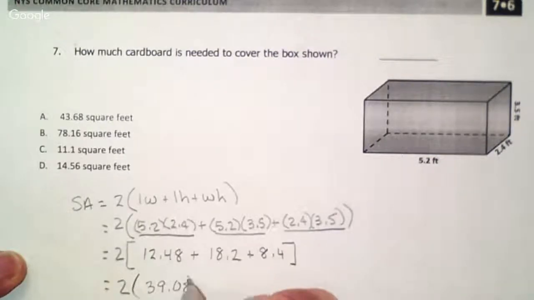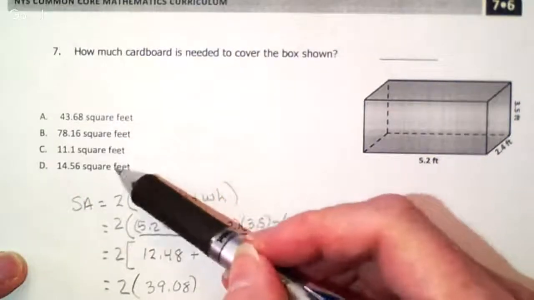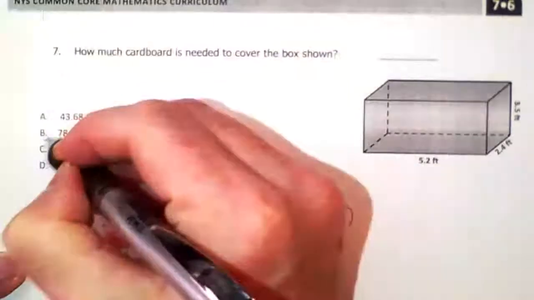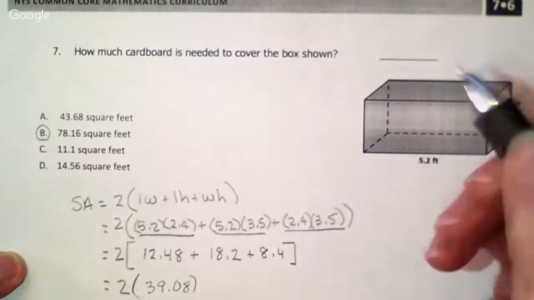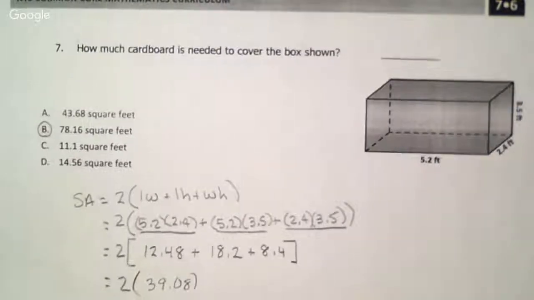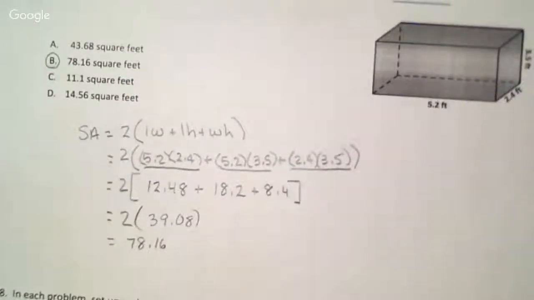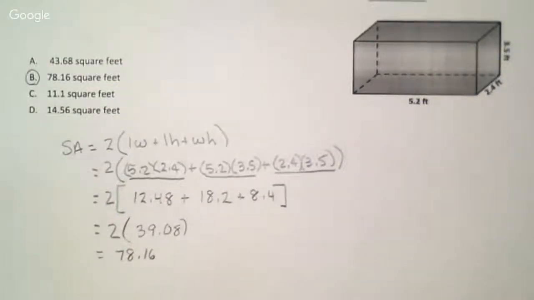And if you think about it, guys, these three don't match. So the only answer it can be is B, though I would double check your answers and simply multiply that by 2, and you should get 78.16, which I do. So I would just double check your answers to make sure. Don't just plop something down. All right, number 8.